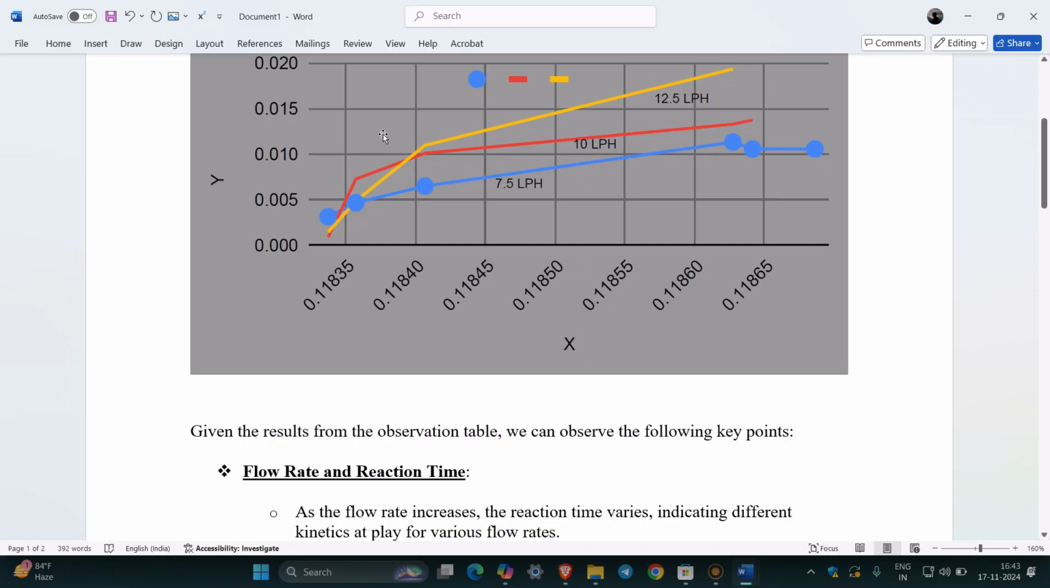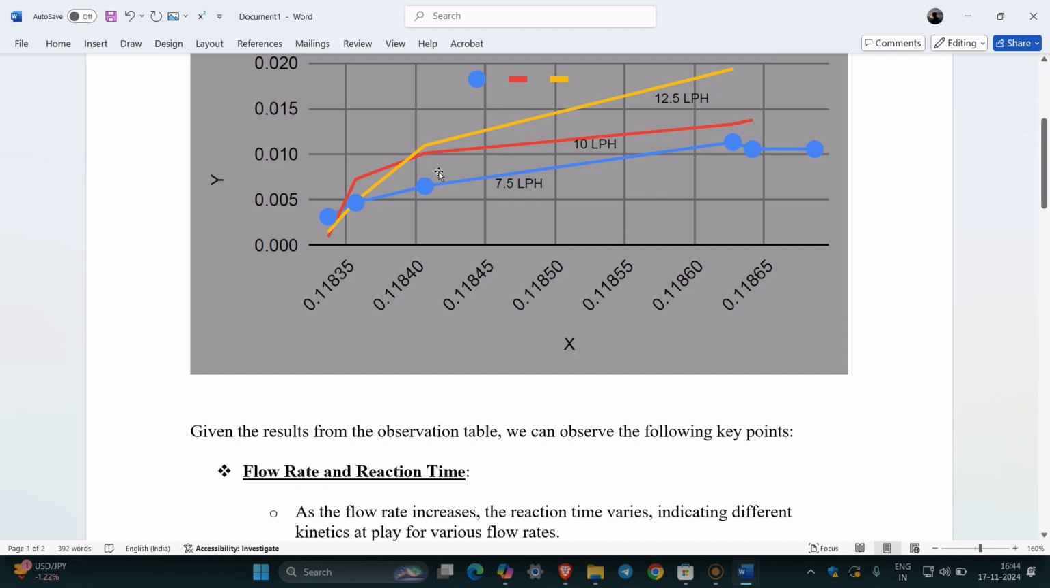Hello everyone. So far we have gone through the theory, derivations and calculations. So now we are looking at the results and analysis of the isothermal semi-batch reactor experiment. After that, we will go for the discussion. We have calculated the values of y and x at different time intervals and different flow rates.